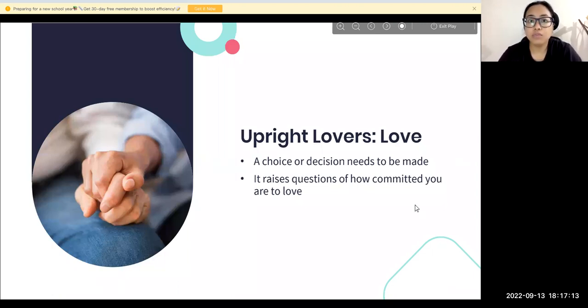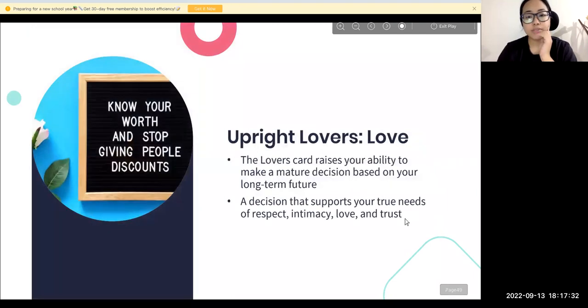And also ask yourself the question, how committed are you? Are you ready to commit in this relationship? Ask yourself that. So if you get an answer that yes, you are ready to commit in your life, yes, you are ready to commit to be the love of your life, that's where you can make a choice. The Lovers card raises your ability to make a mature decision based on your long-term future.